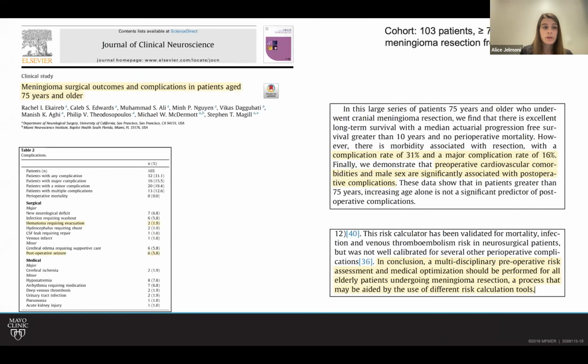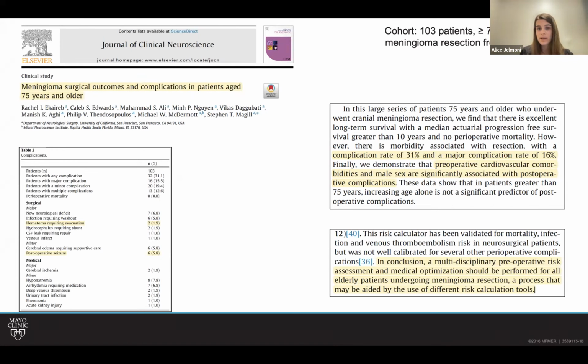So very briefly, finally, I just wanted to share with you the results of a study that was run at the neurosurgery department at UCSF and was published 2 years ago. The cohort includes 100 patients who are over 75 years old, like the case of our patient, that underwent surgical resection for meningioma, and they analyzed the complications that these patients suffered.